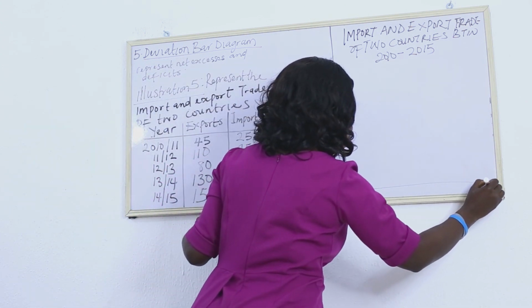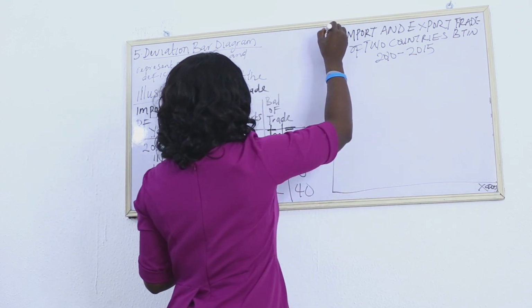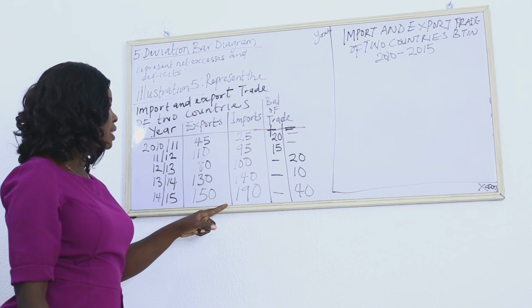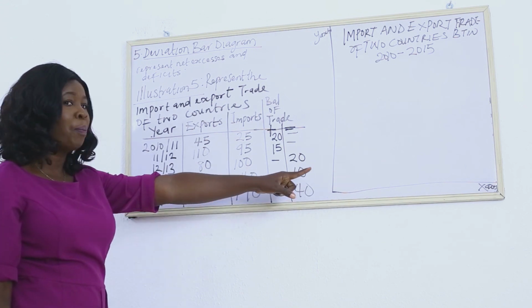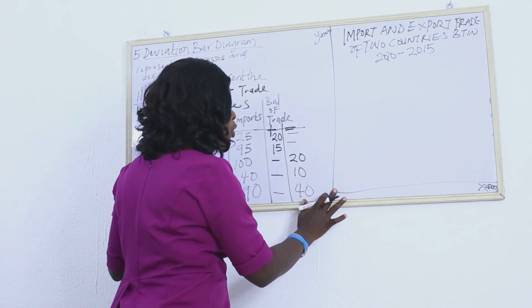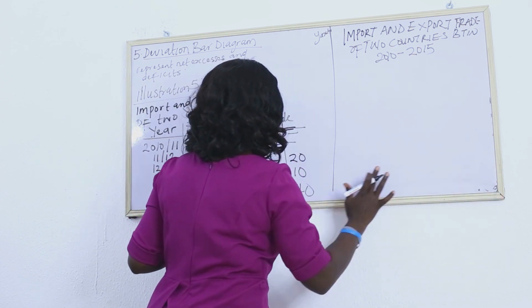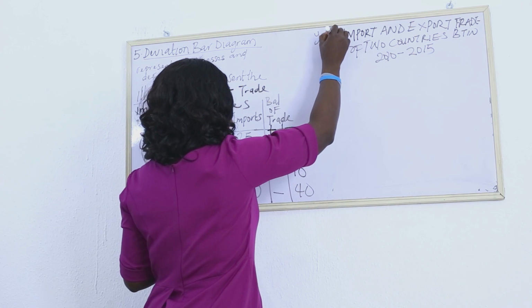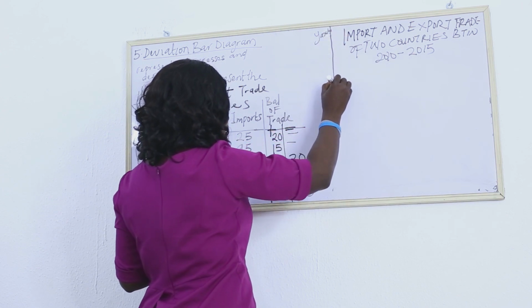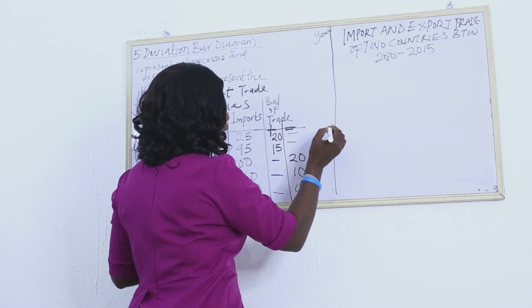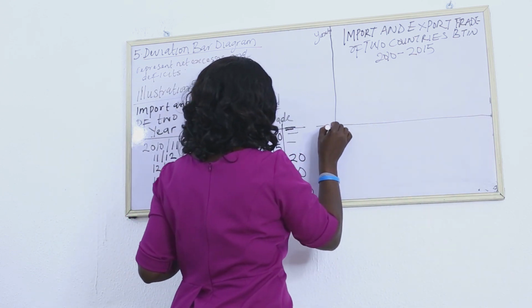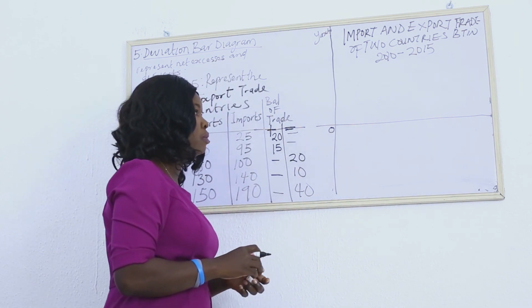We have the x-axis and we have the y-axis. But because this is a deviation bar diagram, it doesn't completely turn out like this. So I'm going to redraw what I just did. It's still the y-axis that goes straight down, and the x-axis starts from this point, which is our point of origin.